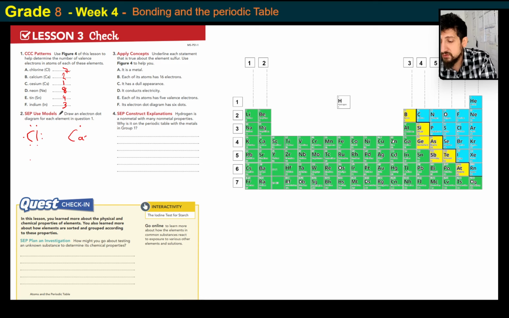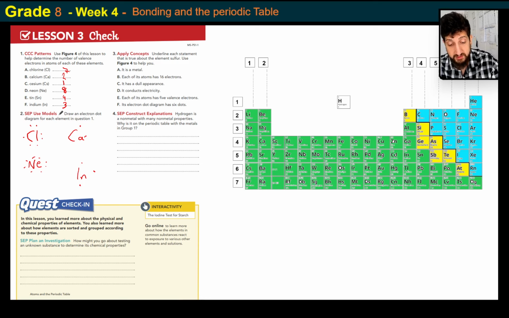Let's do neon. And neon is a noble gas. So it has a complete full outer shell, and that's kind of what it looks like. 8. Okay, and indium, we'll do indium. 1, 2, 3. Or we can do that as well. Okay. Underline each statement. This is now doing number 3. Underline each statement that is true about the element sulfur. Use figure 4 to help you.